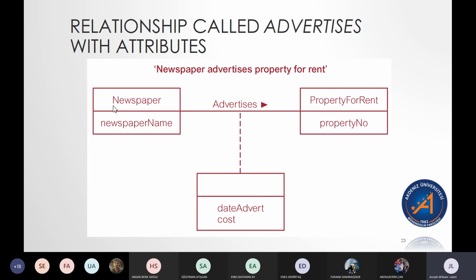So a newspaper has a name. A newspaper has an editor. A newspaper has an office, right? A property for rent has a property number, has an address, has an owner, right? These are all things that exist in the property. When we advertise a property in a newspaper, there's a date that we advertise it and there's a cost. These things may be changed, right? We may advertise a property for rent in a newspaper on a different date, right?